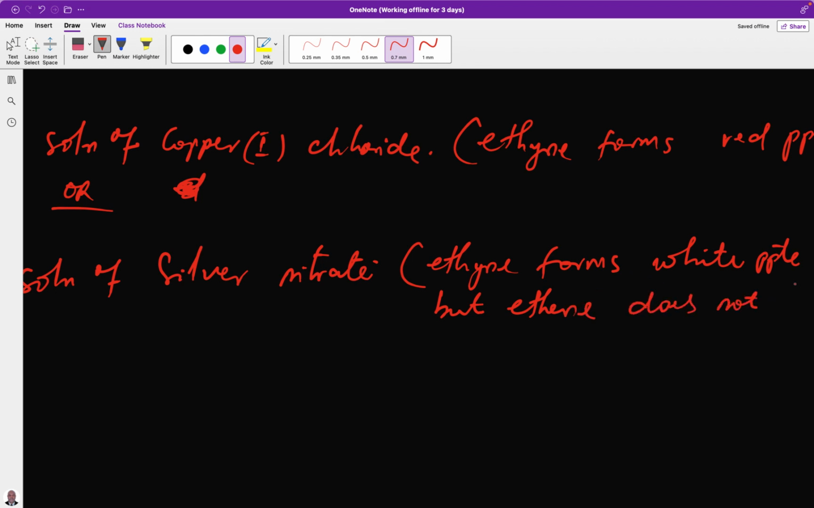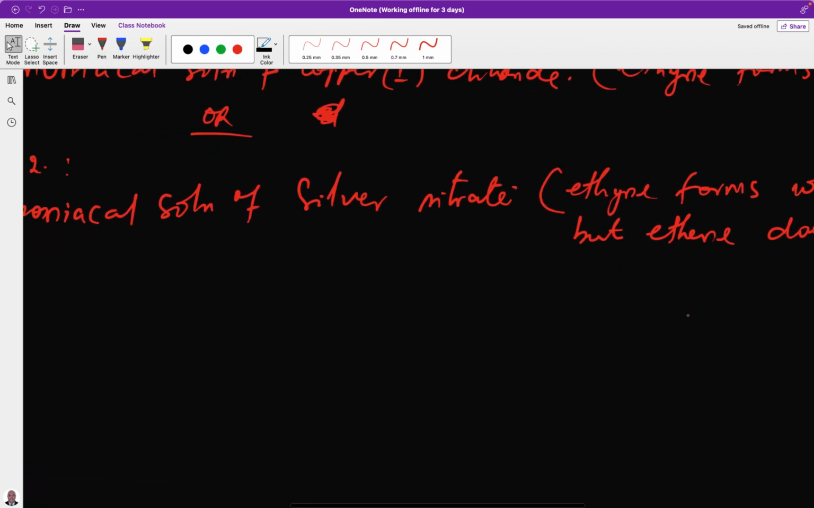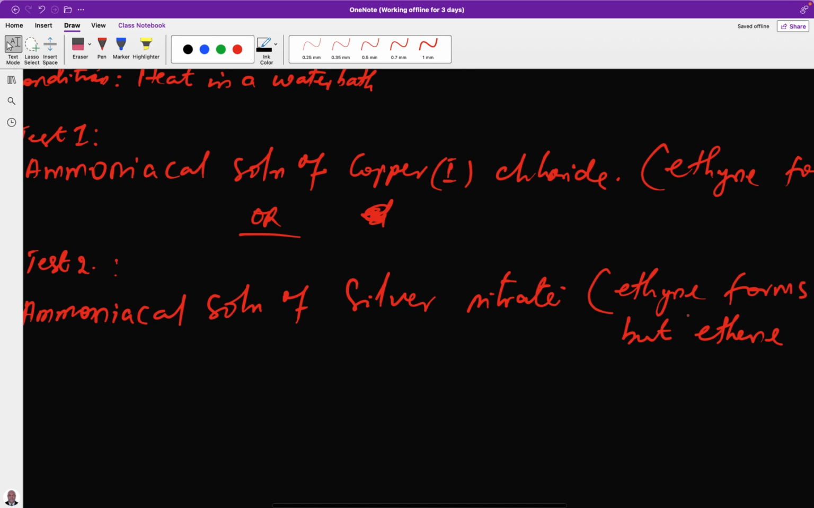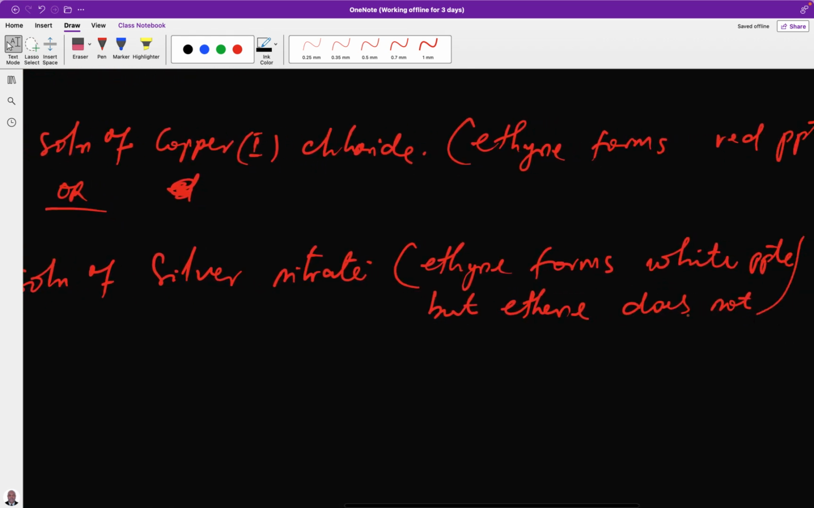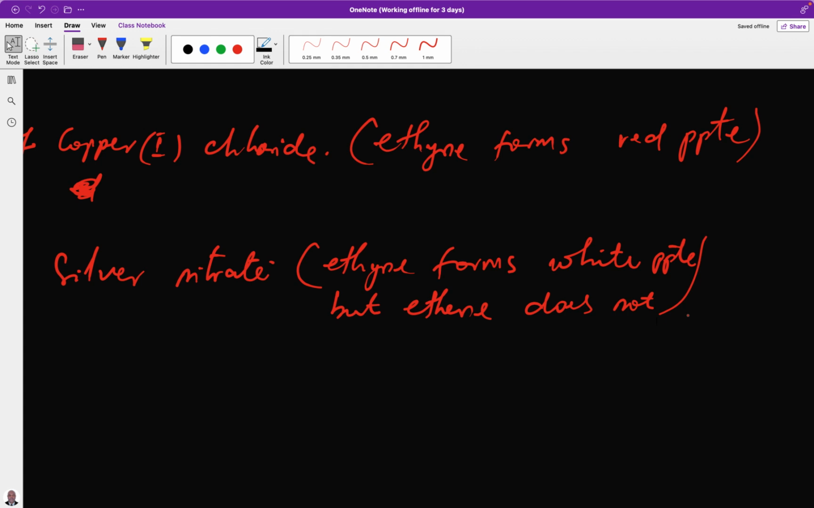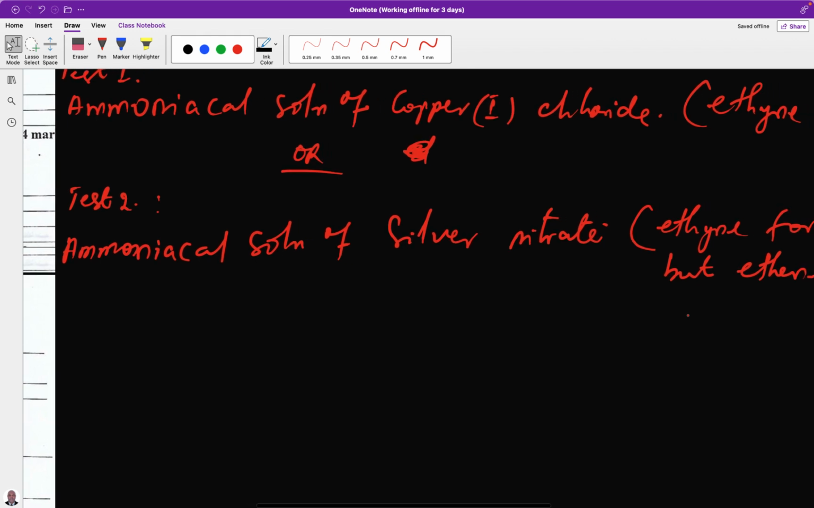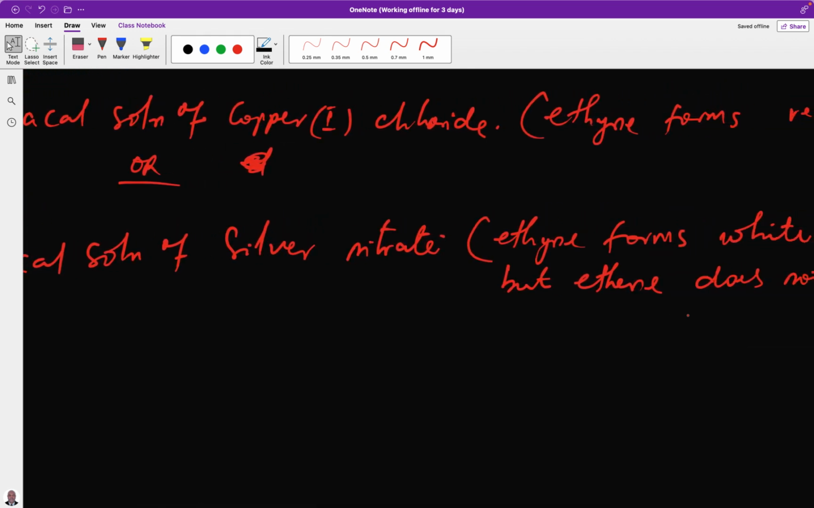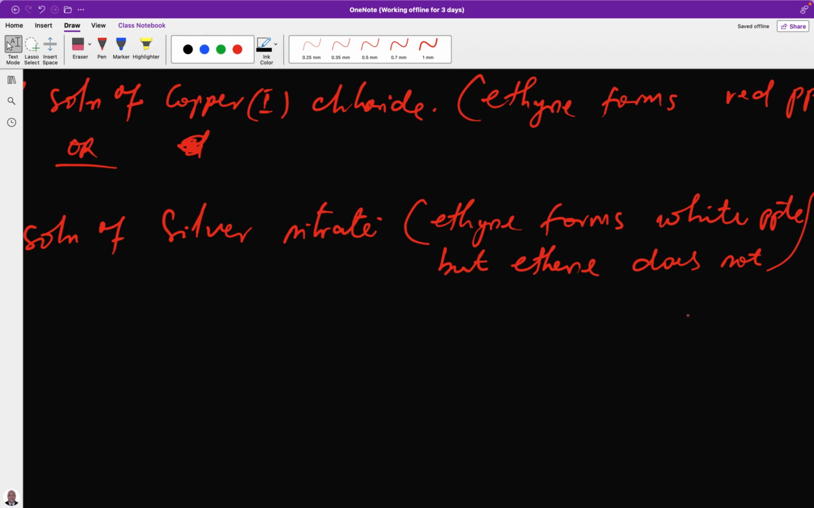That's all. So there are two solutions, as I said. With ammoniacal solution of copper 1 chloride, ethyne forms a red precipitate, whereas ethene does not. If you decide to use test 2, ammoniacal solution of silver nitrate, ethyne will form a white precipitate, whereas ethene does not. That is all.